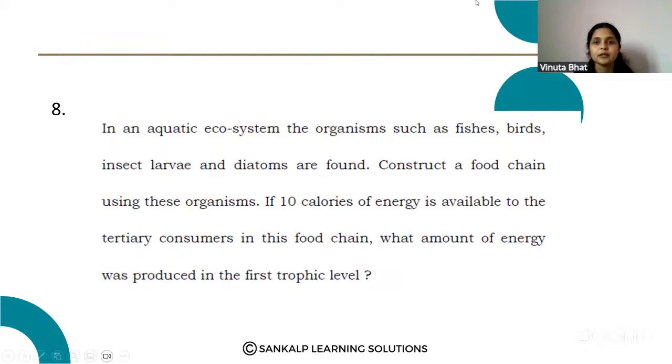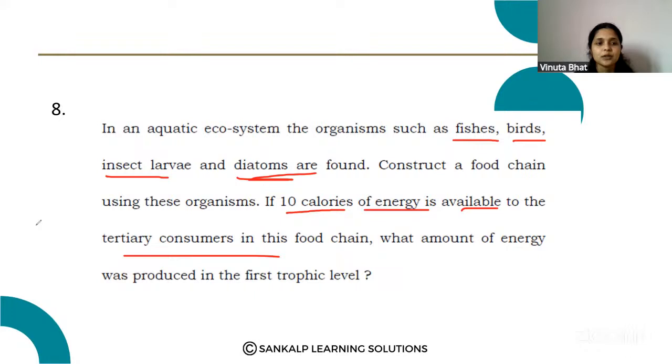Okay, so here the organisms are given: fishes, birds, insect larvae, and diatoms are found here. So you have to construct the food chain using the organisms. Here 10 calories of energy is available to the tertiary consumers. Okay, so let us write the food chain.